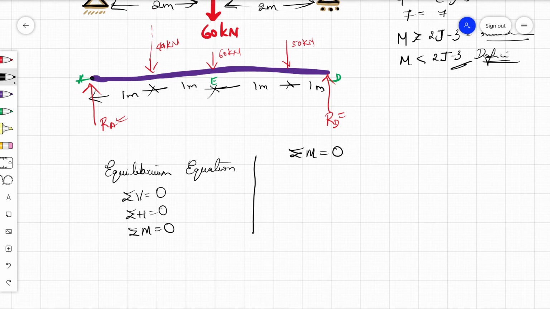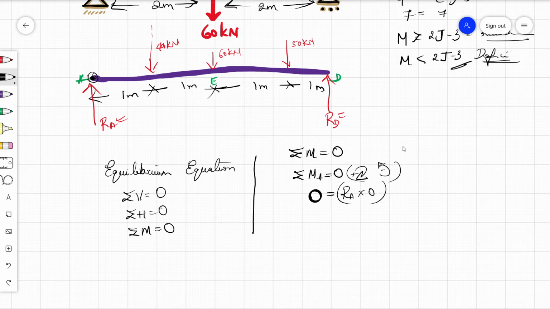Let me take the moment center as point A. Somewhere over here my moment center is there. So summation of moment about point A is equal to 0. This is what I assume. You can take it at D also, but I have assumed A. The RA is passing through the moment center, so the whole term is 0. Clockwise or anti-clockwise doesn't matter, and I always assume clockwise as positive, anti-clockwise as negative.